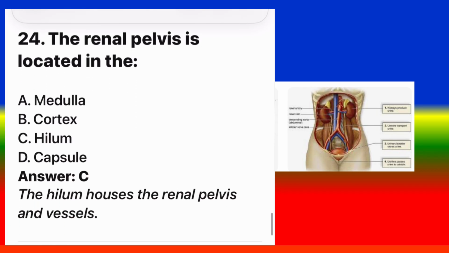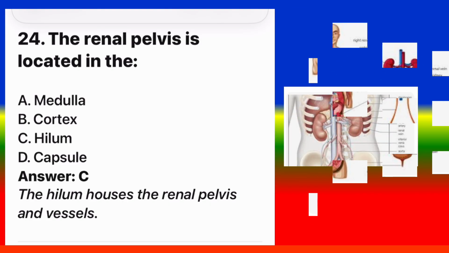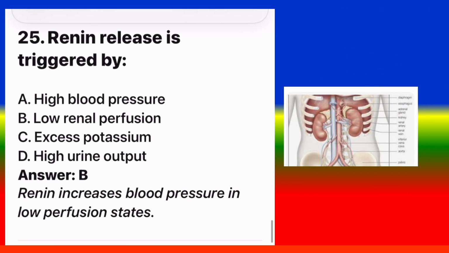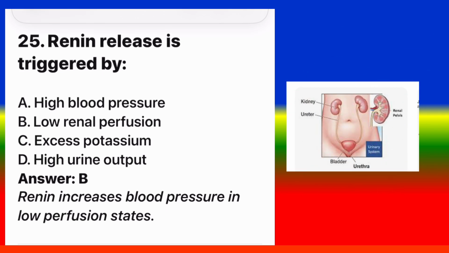24. The renal pelvis is located in the A. Medulla. B. Cortex. C. Hilum. D. Capsule. Answer C. The hilum houses the renal pelvis and vessels. 25. Renin release is triggered by A. High blood pressure. B. Low renal perfusion. C. Excess potassium. D. High urine output.